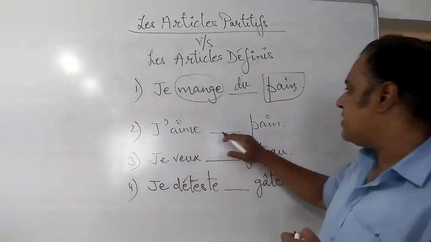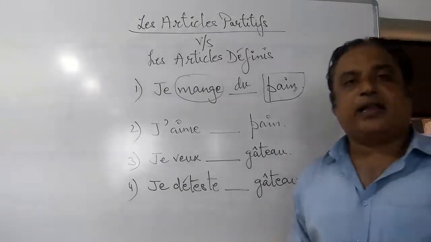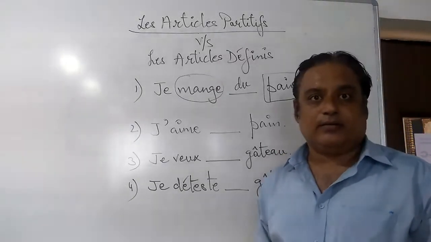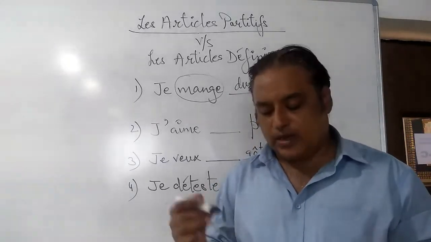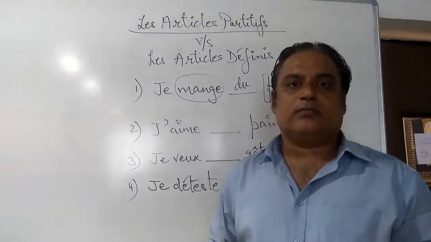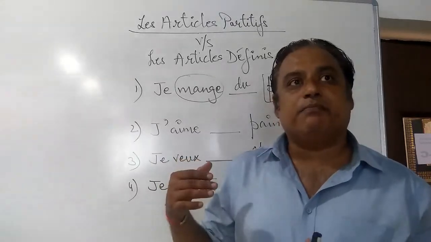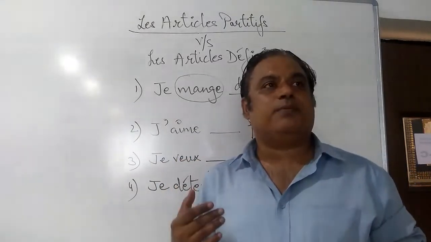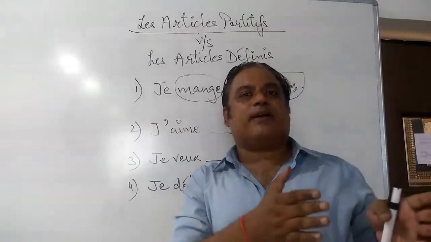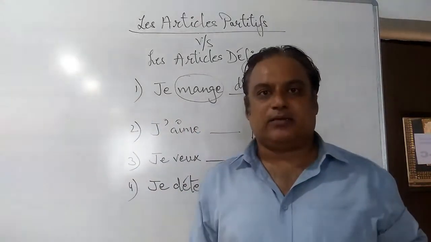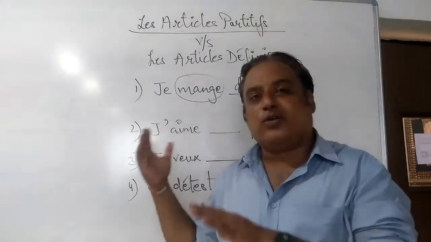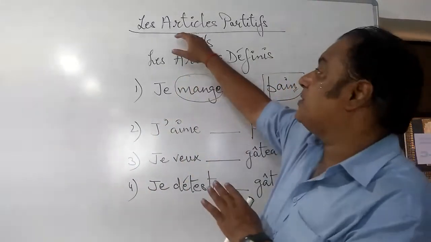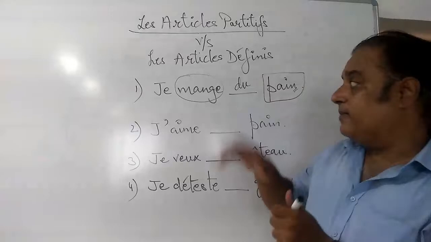It says, J'aime dash pain. I like dash bread. Now, can you say, I like some bread? No, the implication would be wrong. That would mean to say, or rather it would be meaning that I like some bread, but other kinds of breads I don't like. So that does not fit in somehow with our situation over here. What we need to find out is whether to use the partitive article or the definite article.